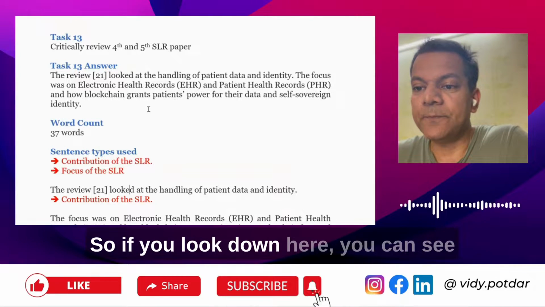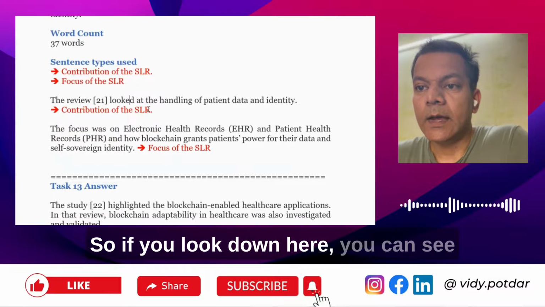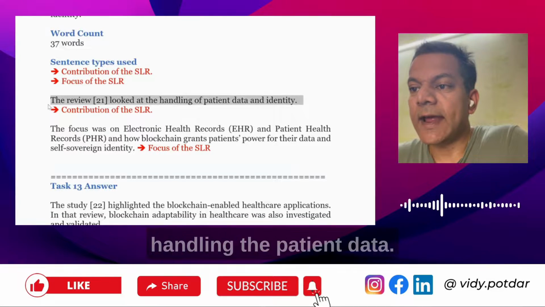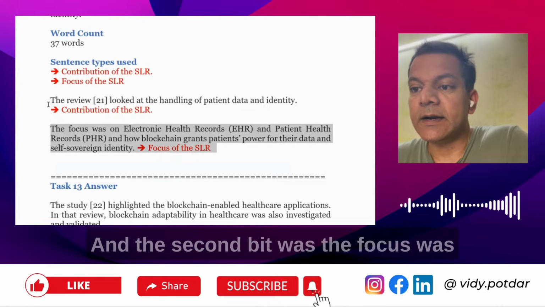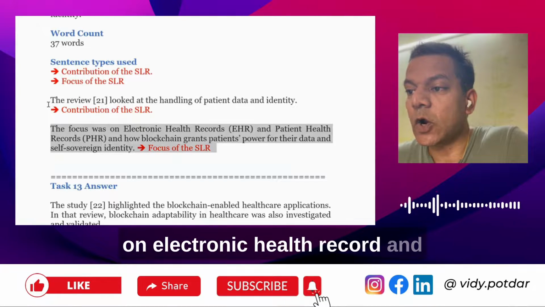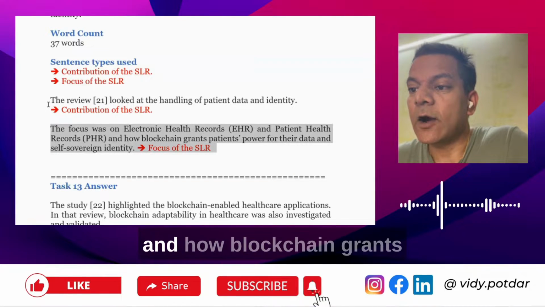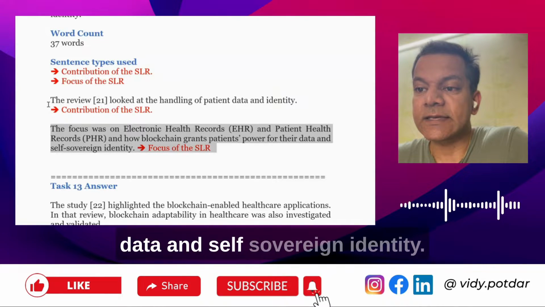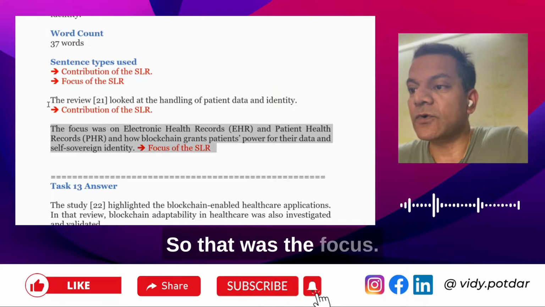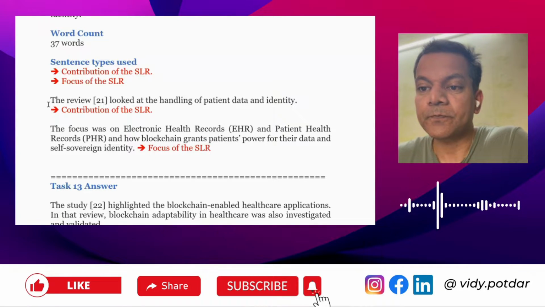So if you look down here, you can see the review 21 looked at handling the patient data. So that is mentioning the contribution of this paper. And the second bit was the focus of this SLR. The focus was on electronic health record and patient health record, and how blockchain grants patients power for their data and self-sovereign identity. So that was the focus. So that was paper 4.